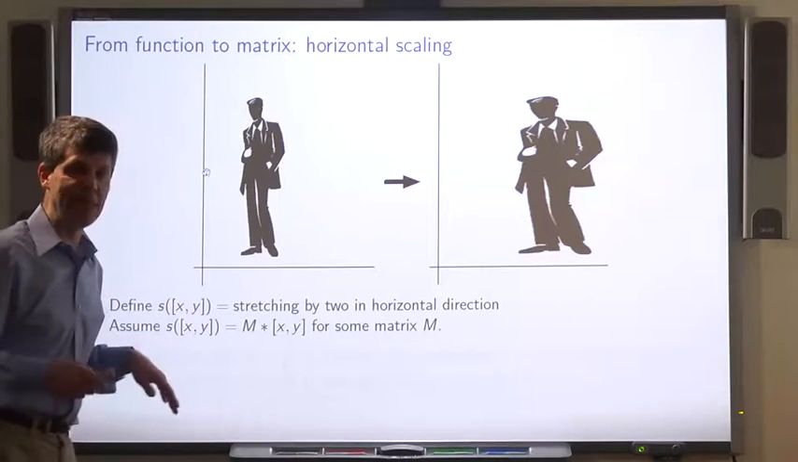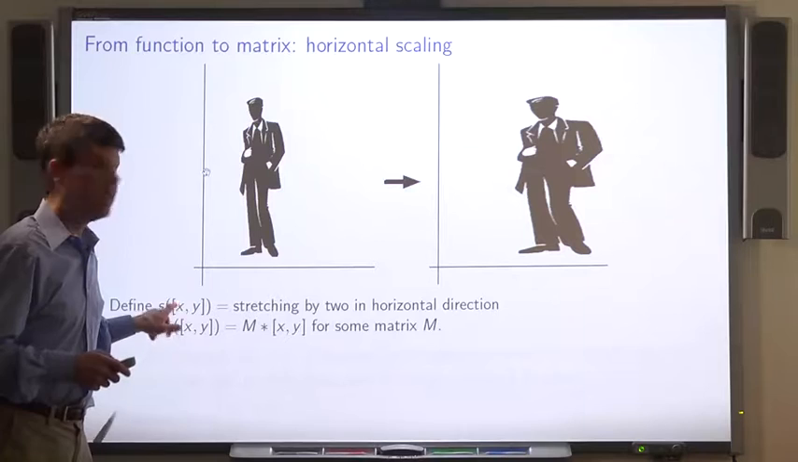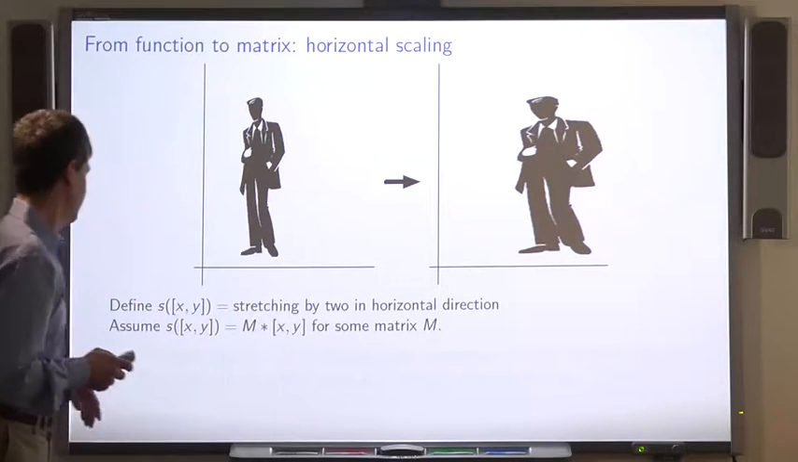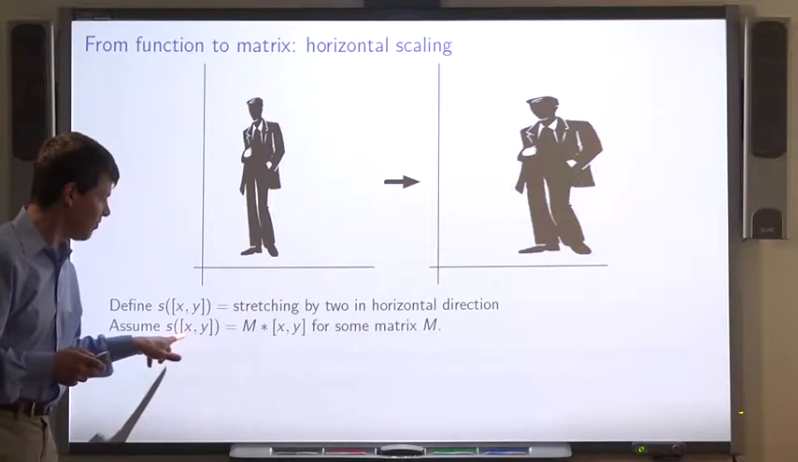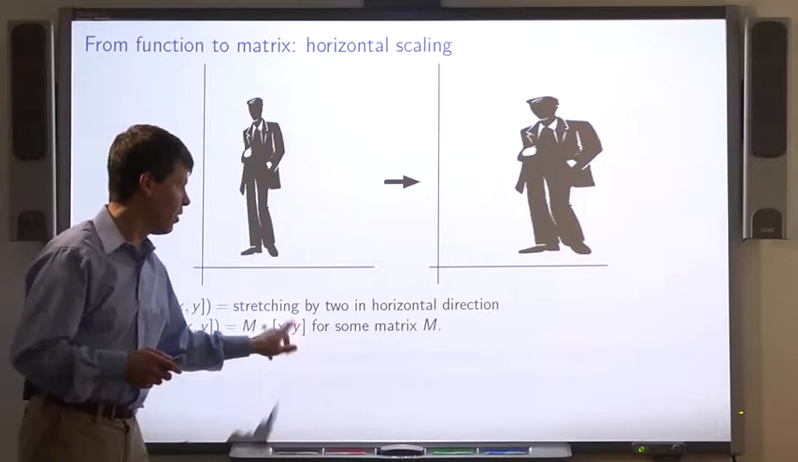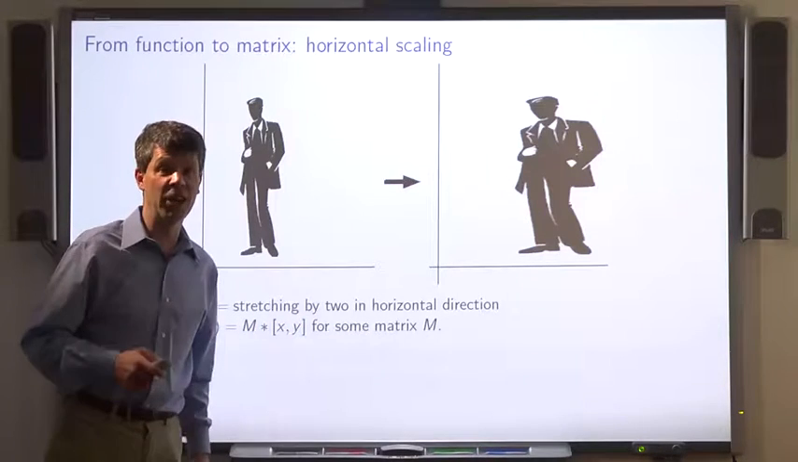Let's take a simple example, the function that stretches by 2 in the horizontal direction. And we assume this function is defined as a matrix vector multiplication for some matrix M, and we want to figure out what its entries are.